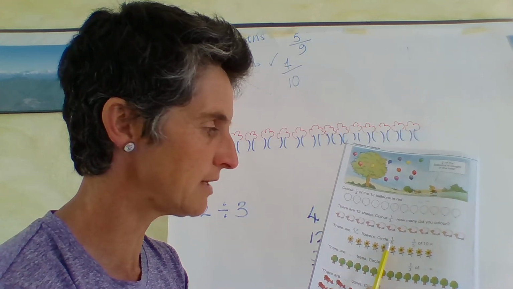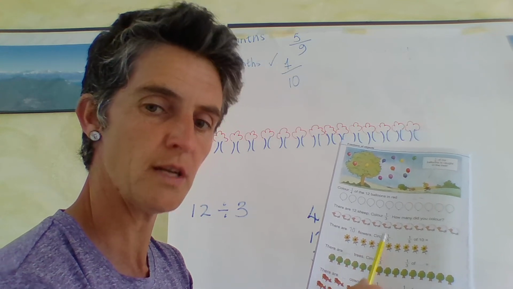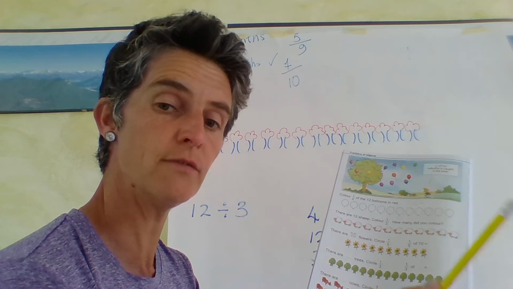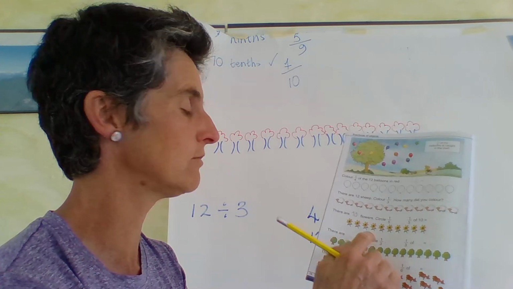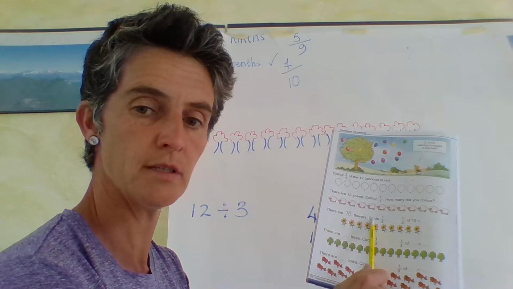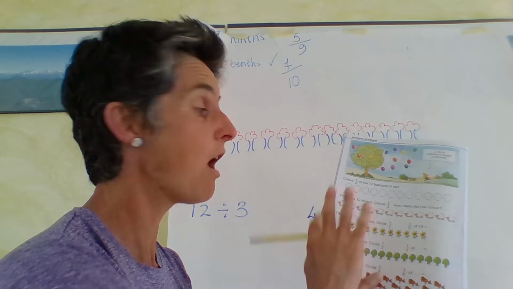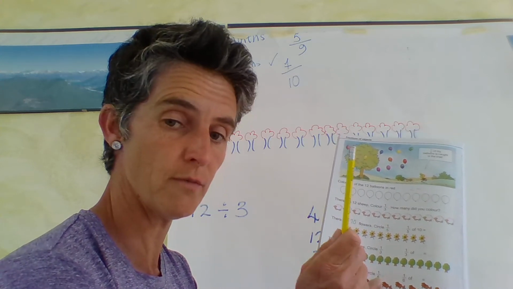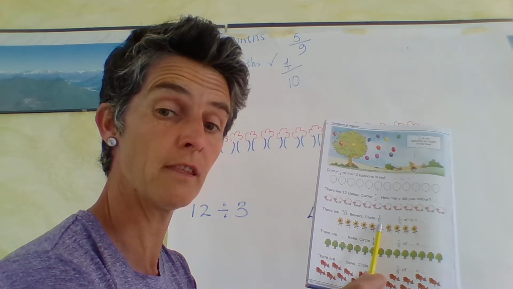Okay, so look at that denominator. The denominator is 5. That does not mean colour in 5 flowers. Because just think, if you put a circle around 5 of those flowers, you've actually put a circle around half of that group, haven't you? And it doesn't say circle half of them, it says circle a fifth of them.